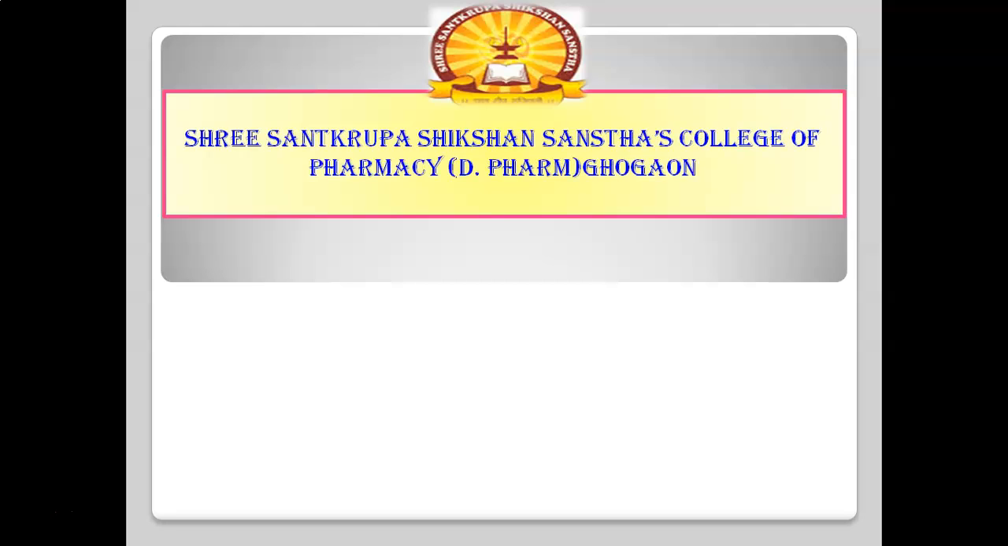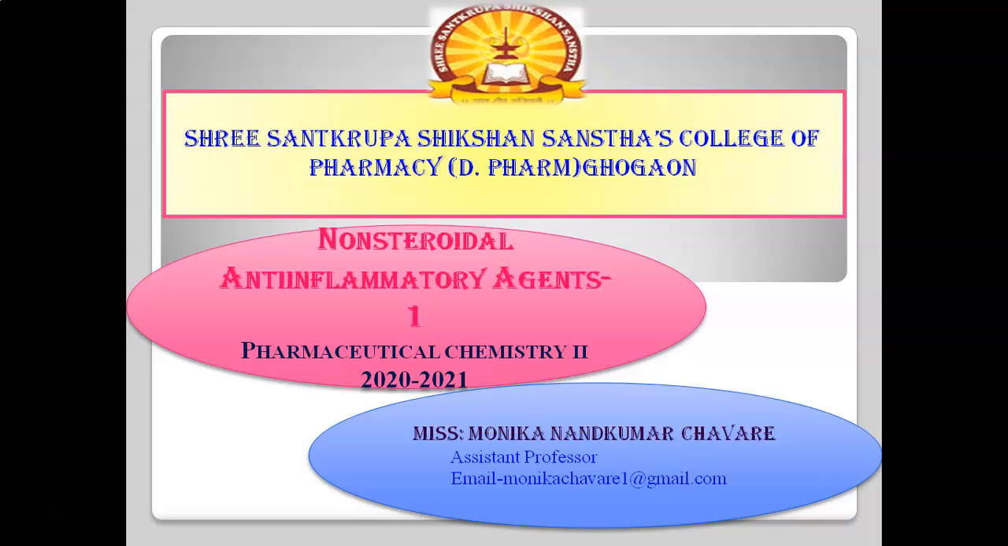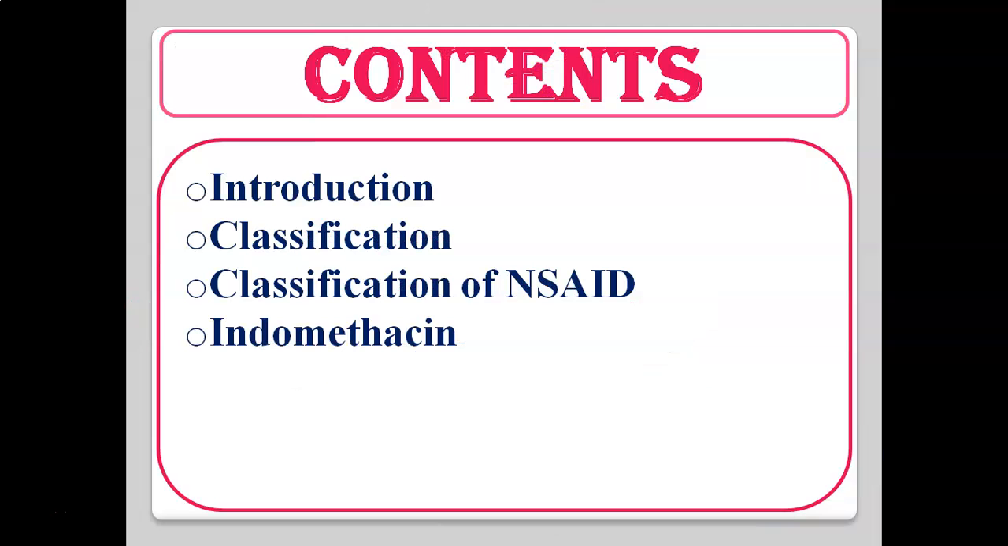Today we will see a new topic, that is non-steroidal anti-inflammatory agents, part 1. Let's see the contents of this chapter. It starts with introduction, then classification of NSAIDs depending upon chemical nature, and we will see one drug, that is indomethacin.